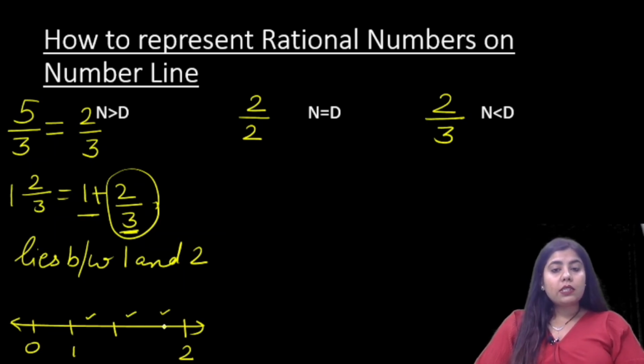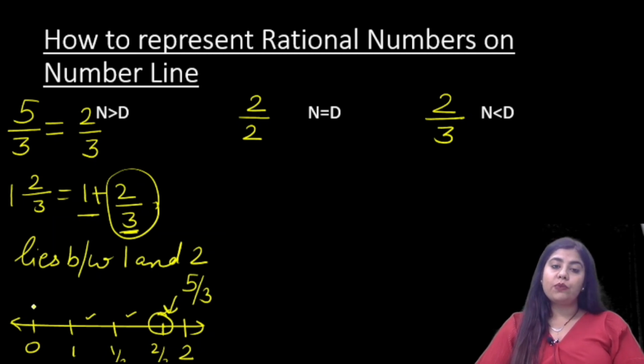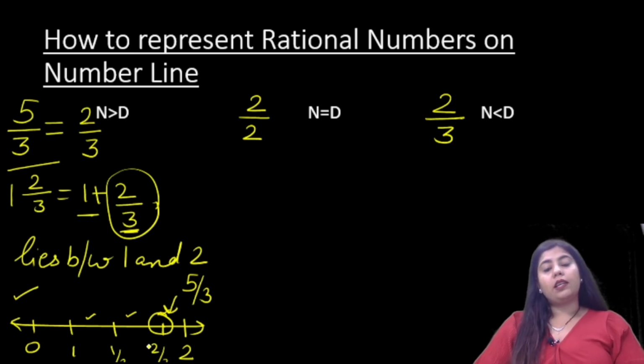Now the first part is 1 upon 3. This is 2 upon 3, the second part. After 1, we have to represent 2 upon 3. It means we have this point, and hence this is 5 upon 3. Hence we represented the rational number 5 upon 3 on the number line.